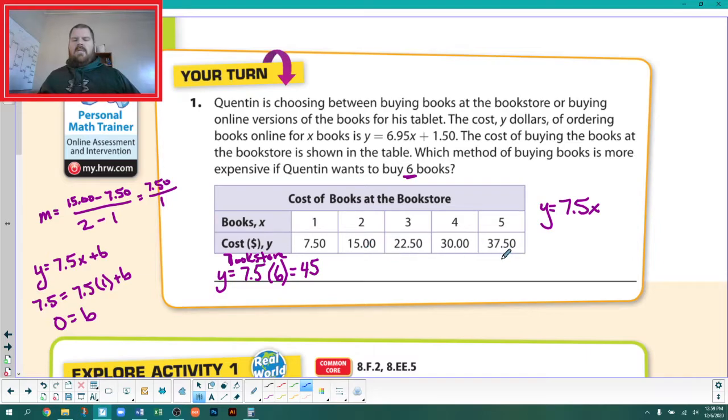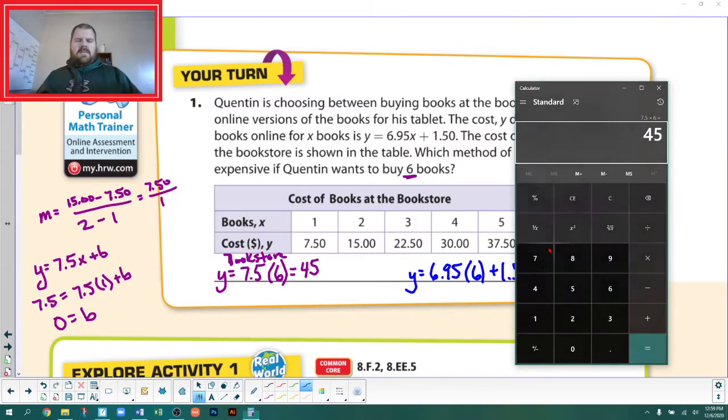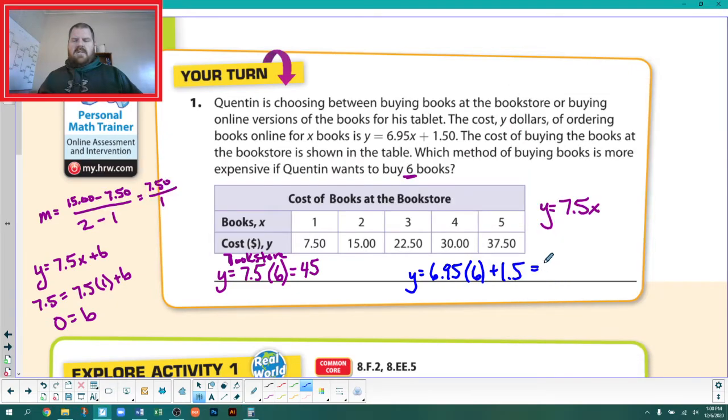And over here, we'll do it for this equation. Say that we have y equals 6.95 times 6 plus 1.5. So we need some values there. It's going to be $41.70.